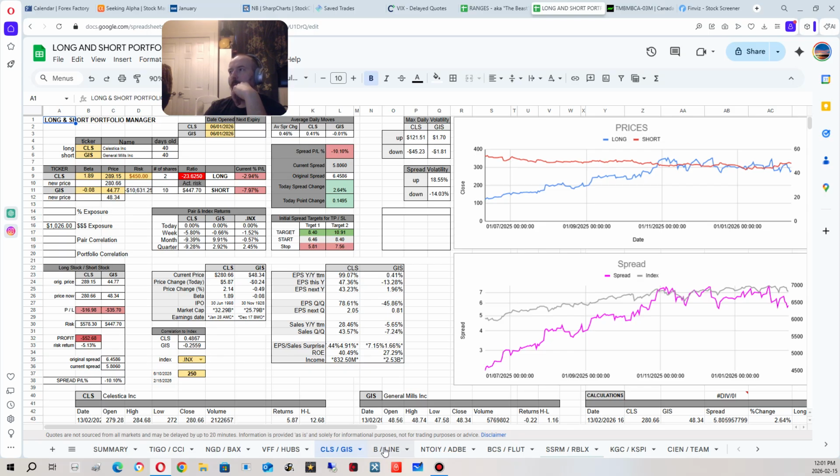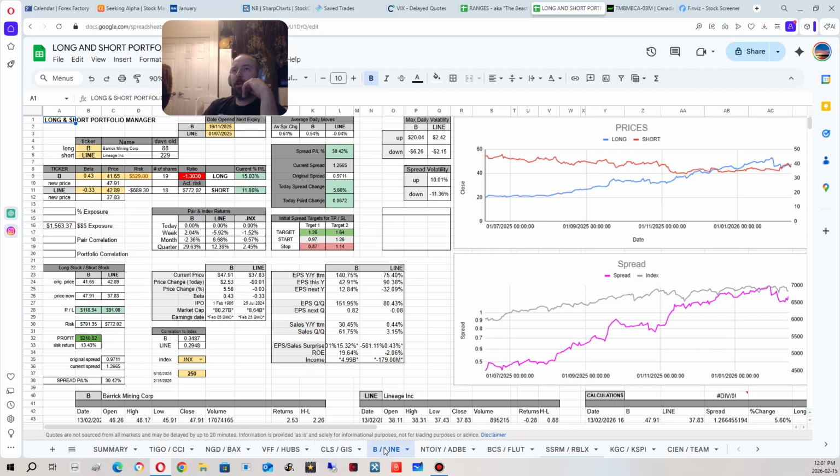And then you'll see it in the summary. I'm going to reflect it. I'll jot it all down and show you exactly what happened. Barrick Gold, Barrick Mining, and Lineage. This one's doing really well. We added Barrick 88 days ago. That one's returning 15%. Lineage, which was added 229 days ago, is almost 12%. But overall, this is a good trade.